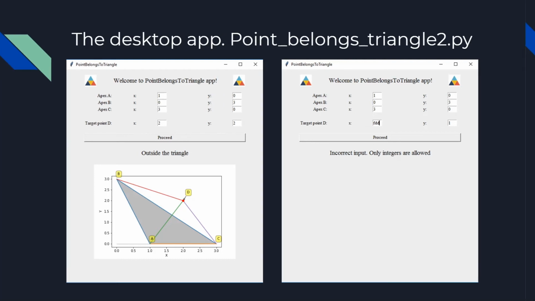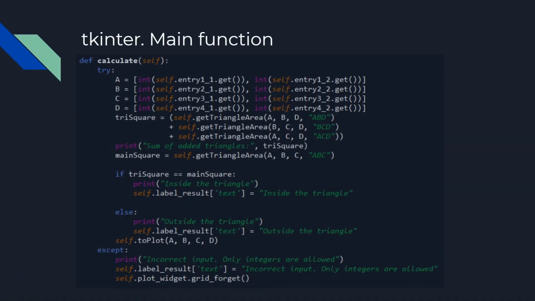The main function looks like that. It retrieves values from entry boxes, converts them to integers and forms a set of coordinates. Then it calls the getTriangleArea function for each of the constructive triangles and the main ABC triangle and updates the result label. At the last step, it calls the toPlot function to let the user see the graph. Try except statements help to catch possible errors, so if an error occurs, it updates the result label with a warning and removes the graph from the screen if it was there.